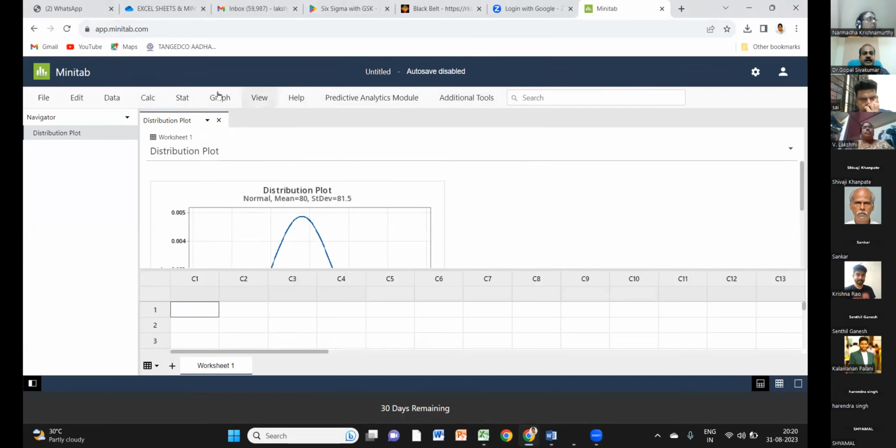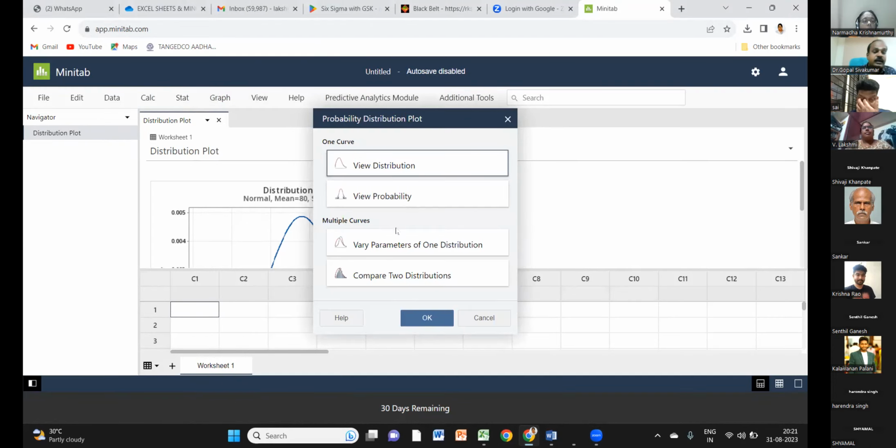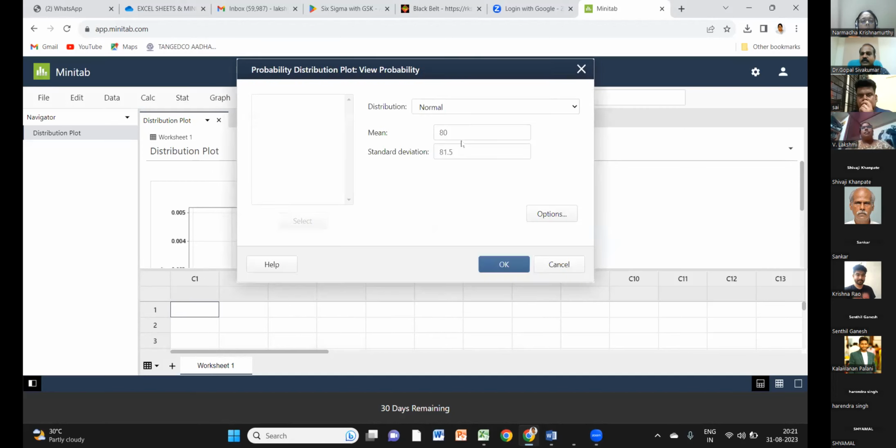Graph. Probability distribution plot. View probability. Okay. No, you first learn one by one. View probability. Now you give your data.